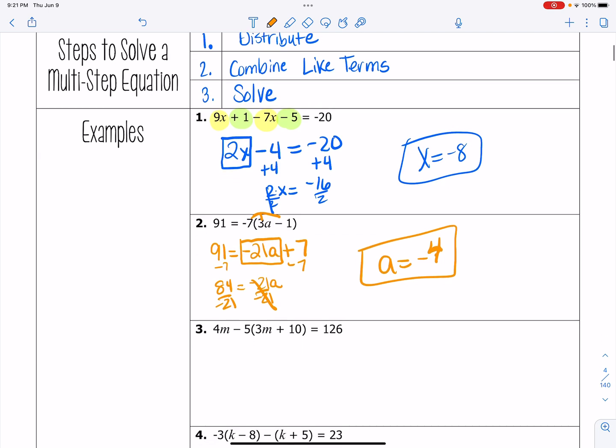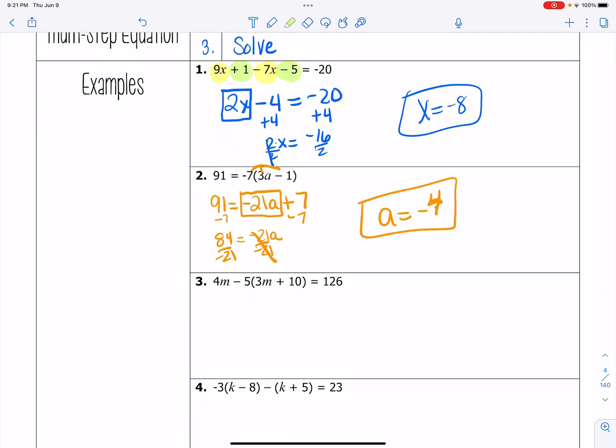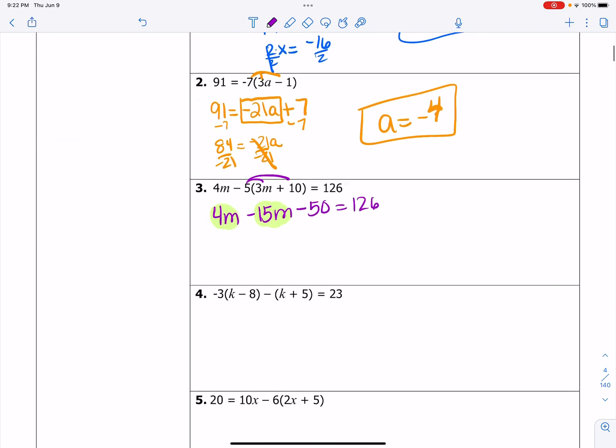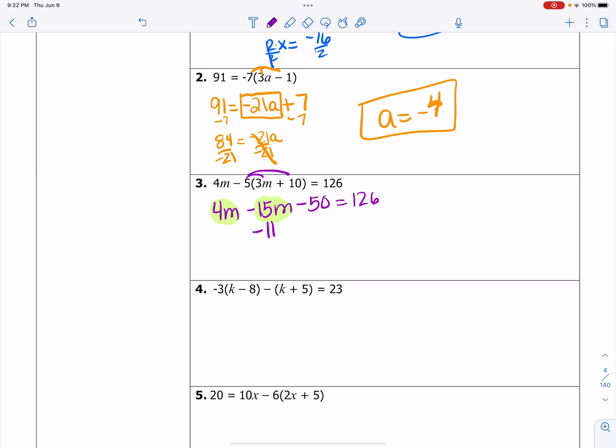Okay, so on number 3, the first thing that I'm going to do is you have to distribute. That's a negative 5. So that's going to be a negative 15m minus 50 equals 126. So these are like terms, so I'm going to combine them. So I distributed, right? Check. I combined. That's what I'm doing now. So I combine my like terms. That's a negative 11m minus 50 equals 126.